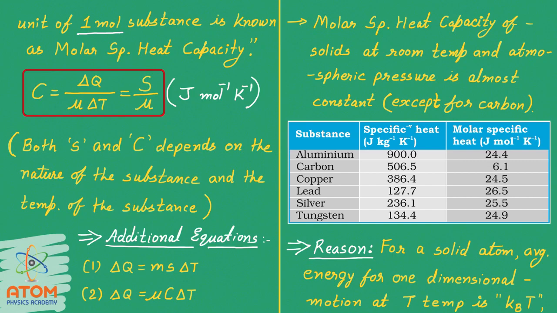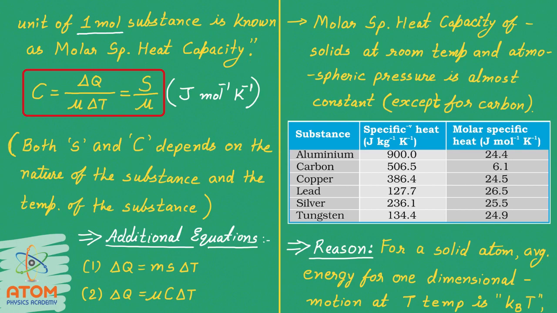Now let us see the unit. For delta Q, obviously you can write joule. For mu, you can write mole. And for delta T, you can write Kelvin. So it becomes joule per mole per Kelvin. That is the unit of molar specific heat capacity.